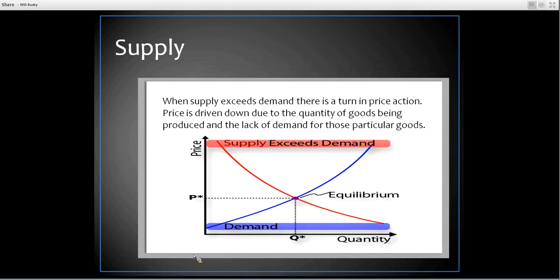When supply exceeds demand, there's going to be a turn in price action, and price is then driven down due to the quantity of goods being produced and the lack of demand for those particular goods. And as I stated, guys, supply is nothing more than an abundance of sell orders. So supply is equivalent to we want to sell the market. It's where a lot of the institutions are stepping on board.